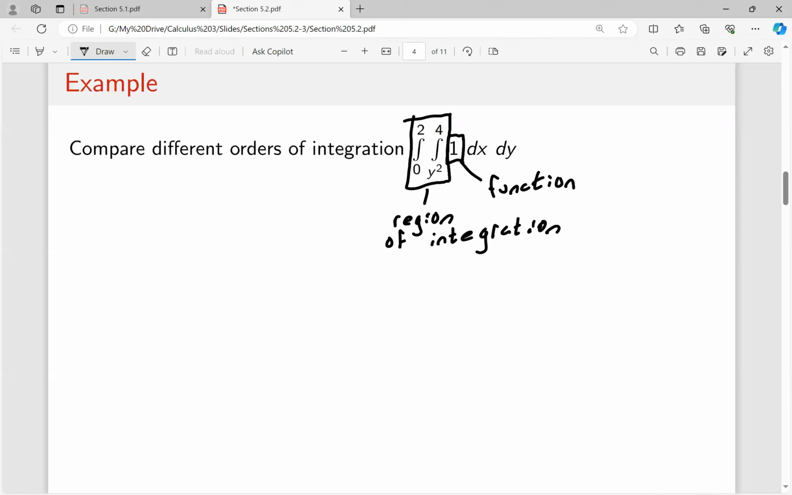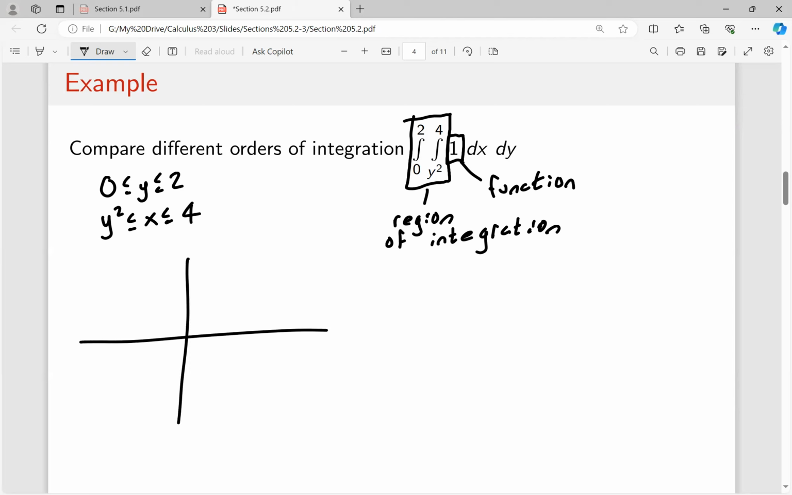It's always good to draw your region of integration. So let's translate this into inequalities. In inequalities, that region of integration is y goes between 0 and 2, and x goes between y squared and 4. So it's best to draw it as, think of these as lines and these as domain.